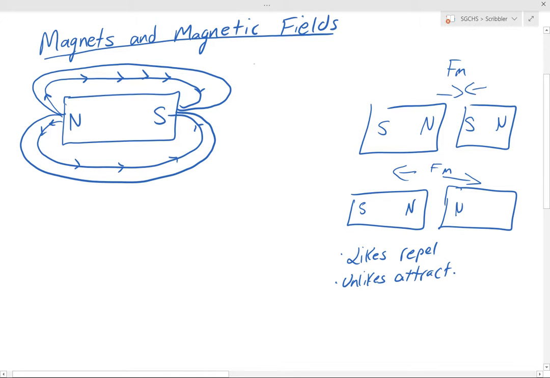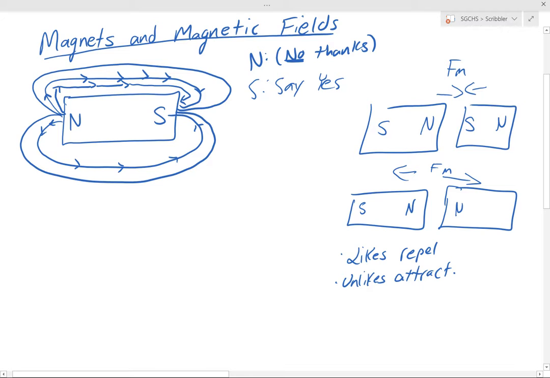Well, a way to remember it is N you can think of as "no thanks." The reason I say that is if you think about it, the arrows are running away from the north end. So think no thanks. Whereas on the south end, think say yes. If you have a south pole, your magnetic field lines will go towards the south.